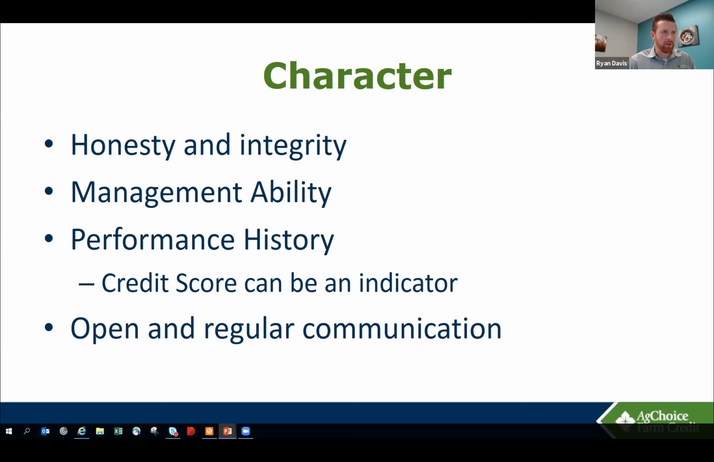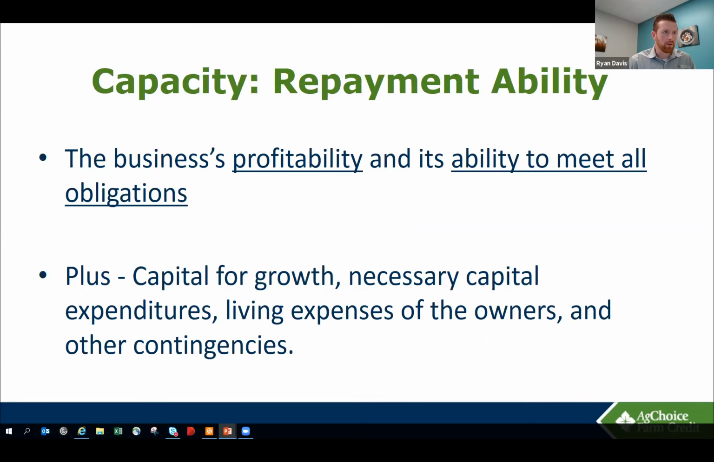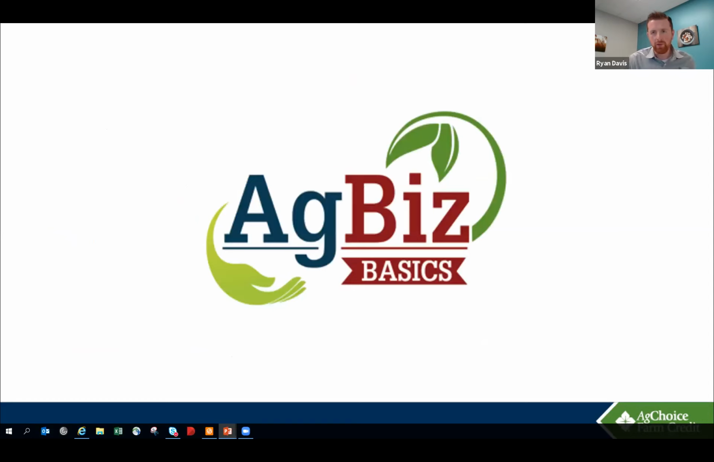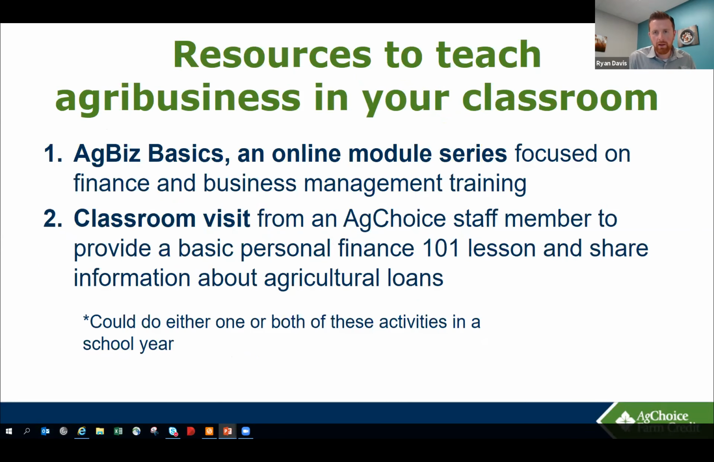We'll press on here through the final portion, which is some of the resources that we have available to educators. There are basically two main aspects that we could offer to you in your classroom. I already talked a little bit about number 2 up there, the classroom visit. We could set up a classroom visit from an AgChoice staff member to provide some of the basic personal finance concepts, some of which I already shared today. And they could also share about agricultural loans and what that may look like.